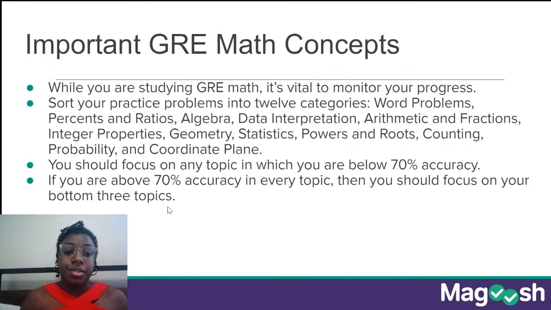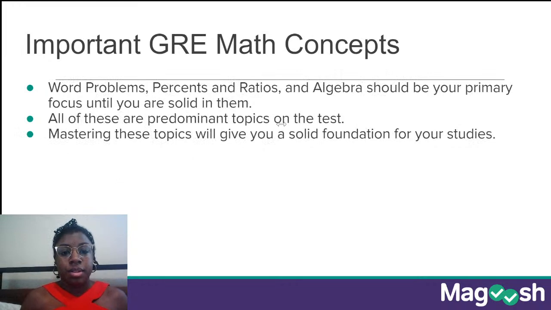If you are above 70% accuracy in every one of the aforementioned topics, then you should focus on your bottom 3 topics. These are your current struggles. Are you struggling with word problems, percents and ratios, or algebra? If so, then it is probably a good idea to make these topics your primary focus. Not your sole focus, but your primary focus, at least until you are solid in them.